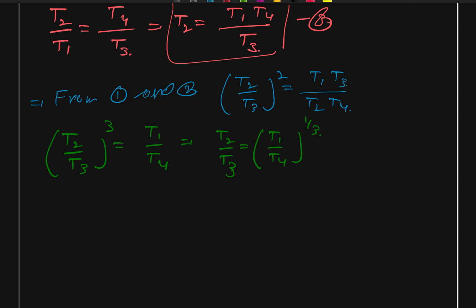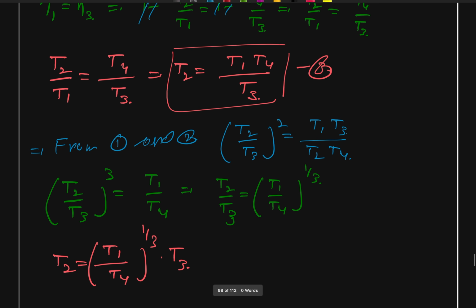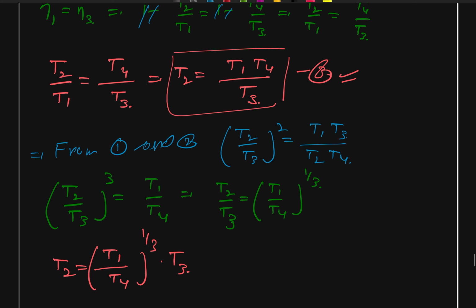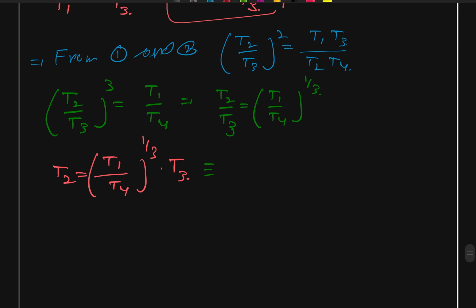And we get that T2 is equal to T1 upon T4 whole raised to power 1 by 3 times T3. Okay. And now we are going to use our equation number 3. Equation number 3 is also our T3 is T2, so we can say that this will be equal to T1 T4 divided by T3.